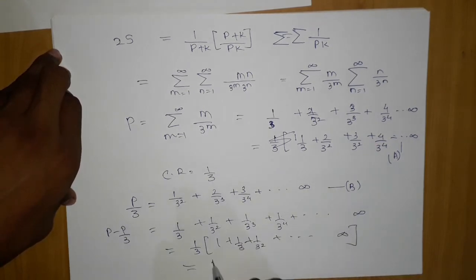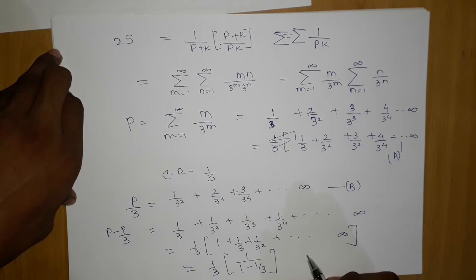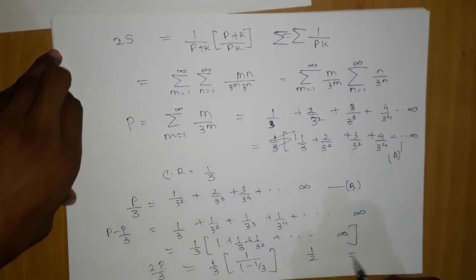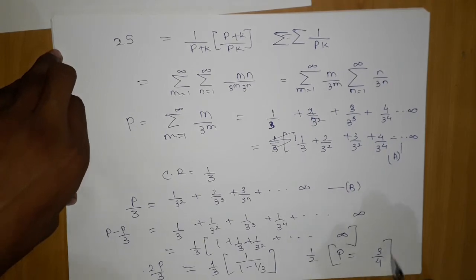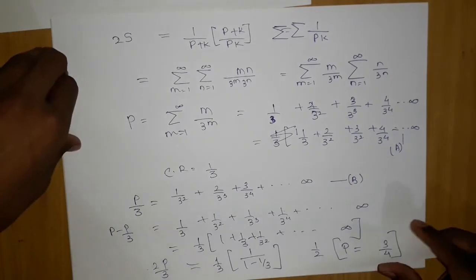So further on, this is 1 upon 1 minus 1 by 3, which gives me nothing but, 3 will cancel out, 1 by 2. And this will be 2p by 3. When I move it here, what I get is 3 by 4. So the p value which we need to find is nothing but 3 by 4. So we got the p value.